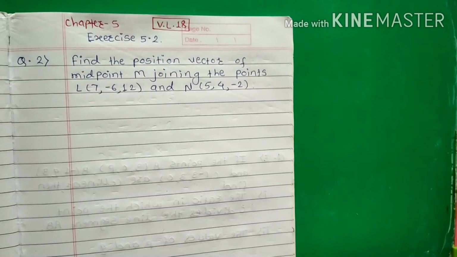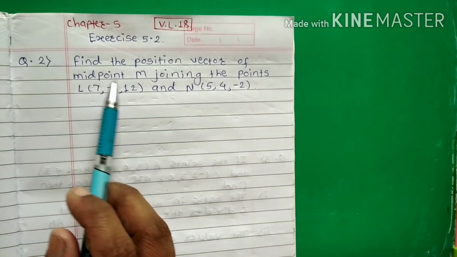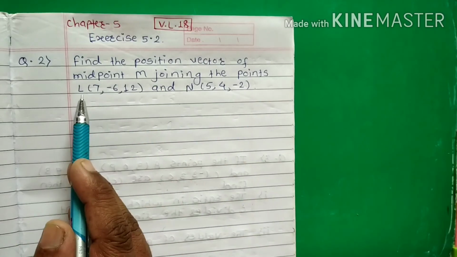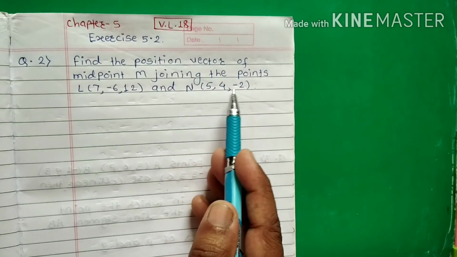Hello students, now we are continuing the next examples of exercise 5.2, that is question number 2. Find the position vector of midpoint M joining the points L (7, -6, 12) and N (5, 4, -2).